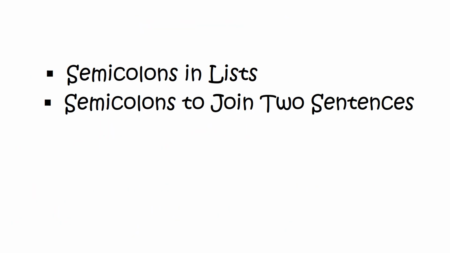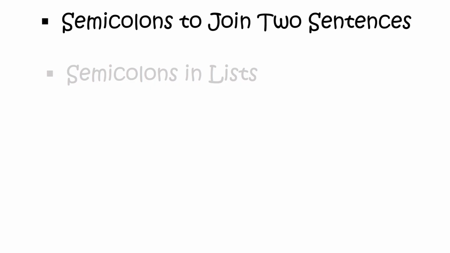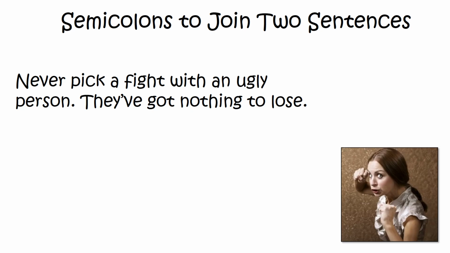So that was semicolons in lists. Next, we'll look at how semicolons can be used to join two sentences. Let's start with a couple of sentences. Never pick a fight with an ugly person, they've got nothing to lose. And here you can see that the first sentence ends in a period or full stop, and that's correct.